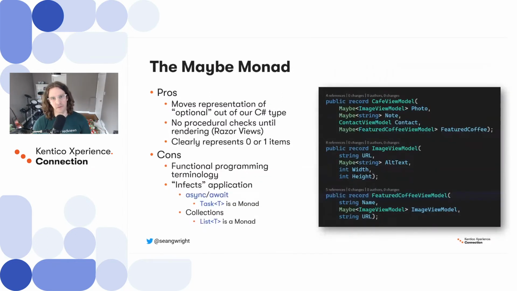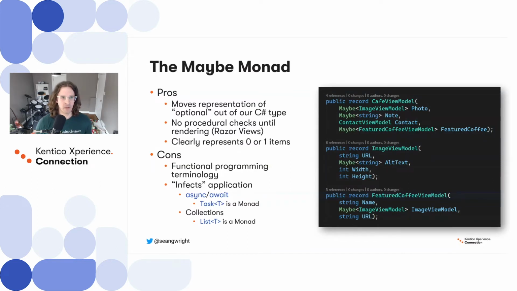So let's now consider the maybe monad. Pros. It moves the representation of optional out of our C# type, so our view models become much simpler. They're much easier to read. There's no procedural checks that we'll be doing in our code until we get to rendering in the Razor views. And the maybe type clearly represents zero or one. This thing is here or it's not.